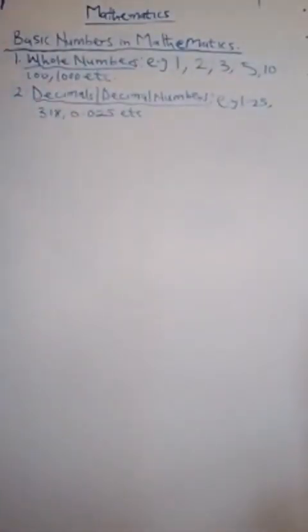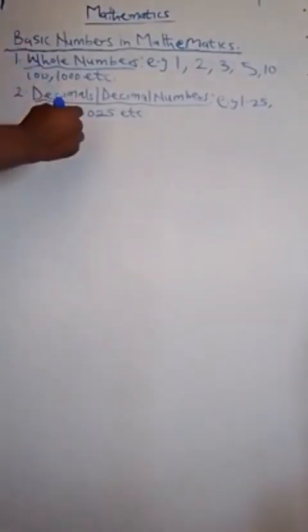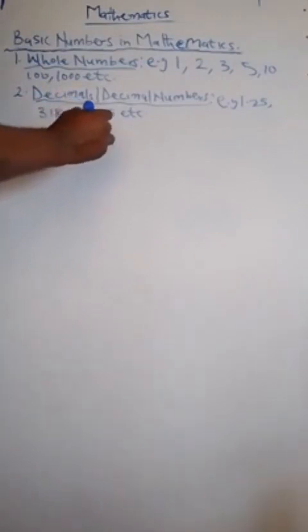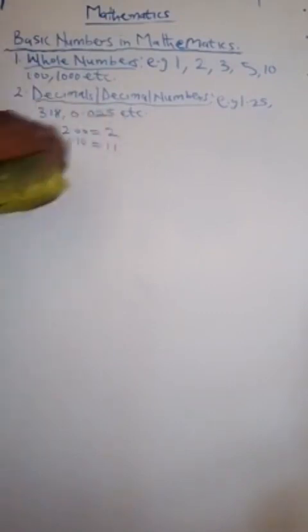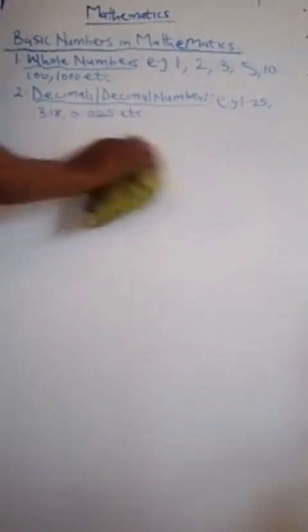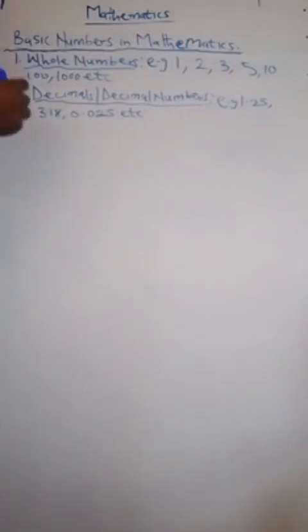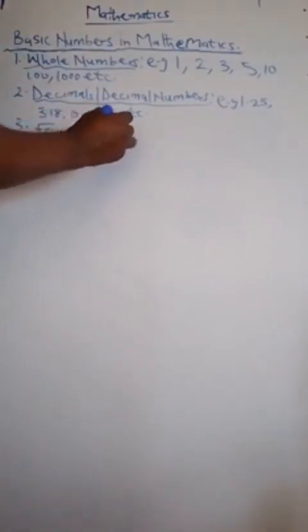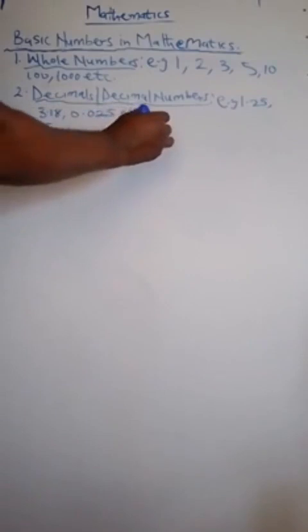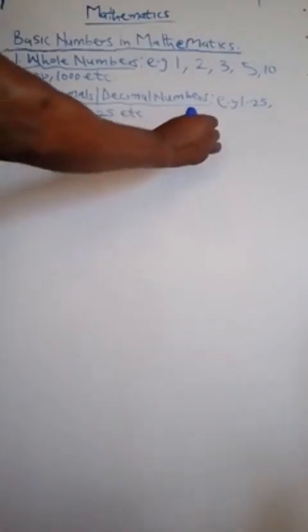Note, in decimal, 0 after the decimal point is not important. If I write 2.00, it's the same thing as 2. If I write 1.10, it's the same thing as 1.1. Take note of this as well. It is also important. In mathematics, we also have fractions, or fractional numbers.